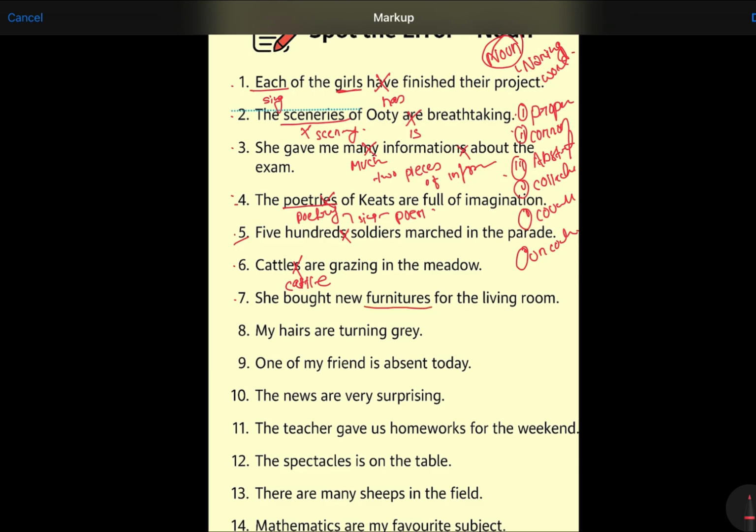Okay, next: she bought new furnitures for the living room. The same formula applies here. Furniture is uncountable, right? So it can never be plural. ये अपने आप में ही plural है. So it will be: she bought new furniture for the living room, right? Okay, the next question: my hairs are turning grey. Hair is something, you know, it is uncountable, so it will be: my hair is turning grey, right?